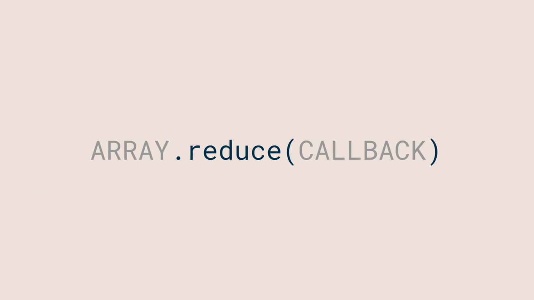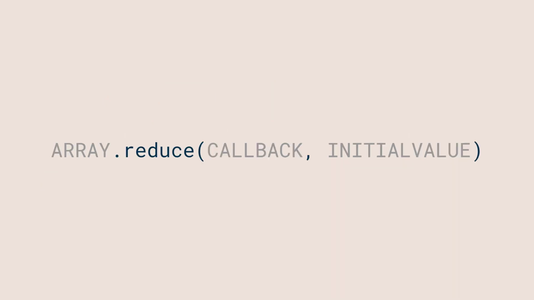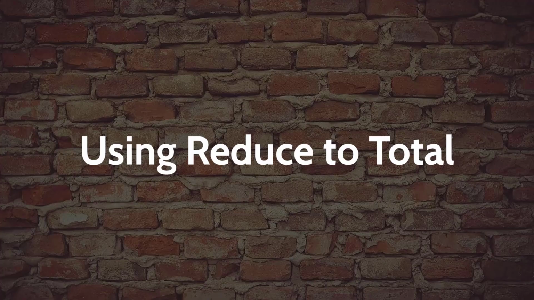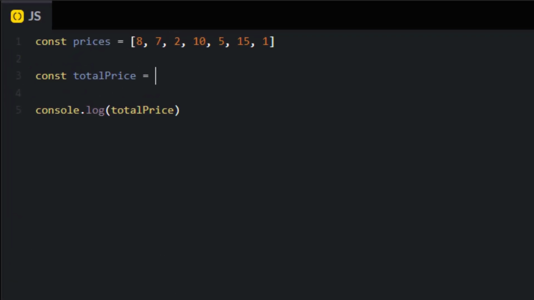In order to give it an initial value, we have to give it a second parameter, the initial value. Let's see this in action. Let's look at how we could use reduce to reduce an array of prices down to one number, the total of all of the prices.